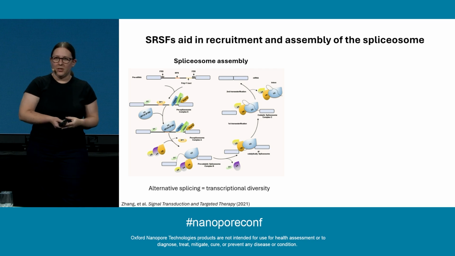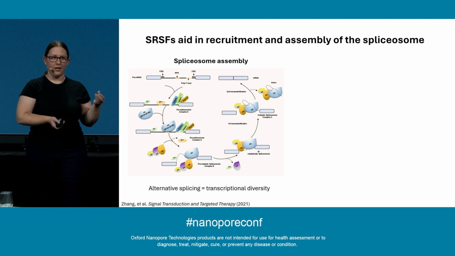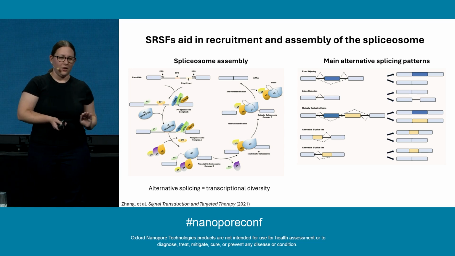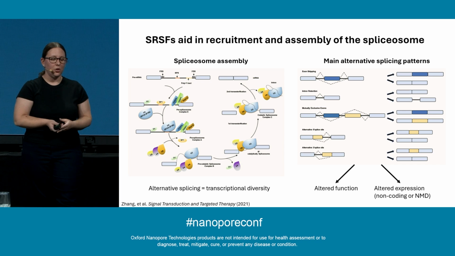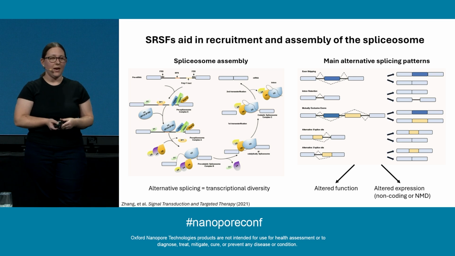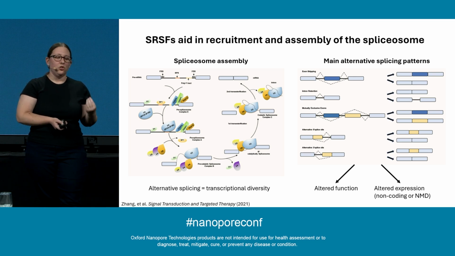And the point of alternative splicing is really to create transcriptional diversity. From one gene product, we can get many different isoforms that might have different functions. And so these are the main alternative splicing patterns that have been observed. They're not exhaustive, but this can lead to altered function due to splicing in or out of various functional domains, as well as altered expression due to either a non-coding transcript or something that is due to nonsense-mediated decay. So alternative splicing is also this additional regulatory mechanism outside of just expressing a gene.